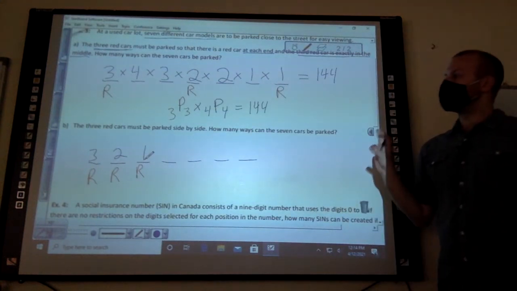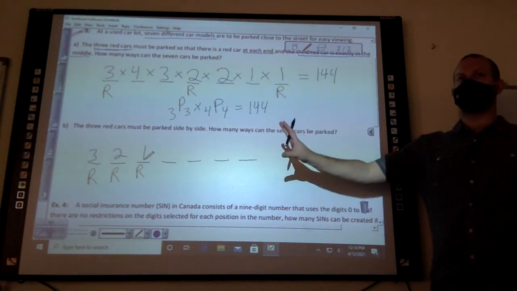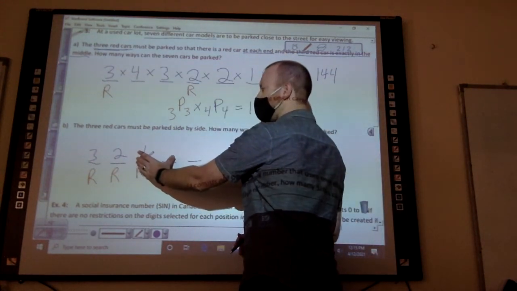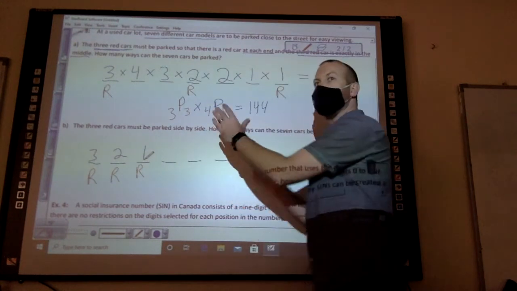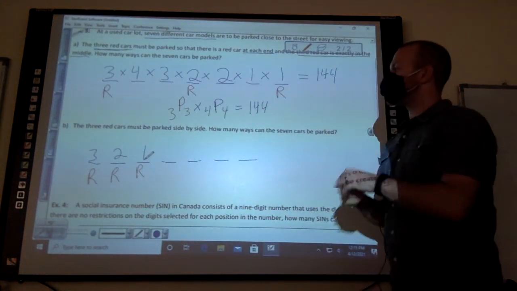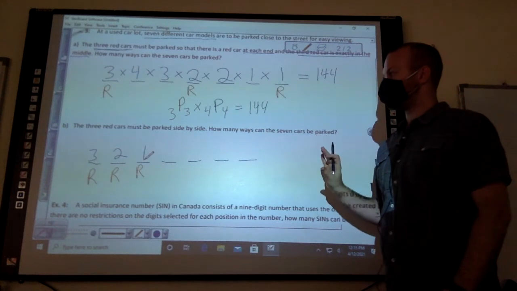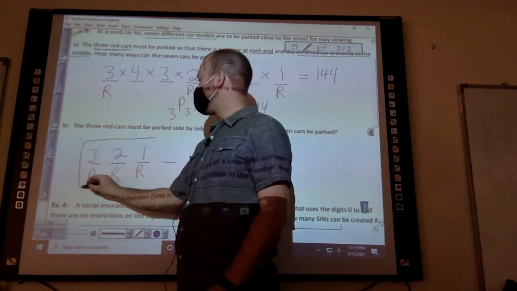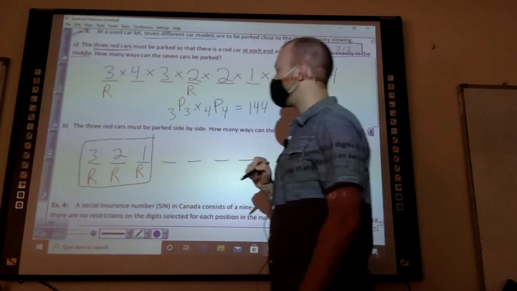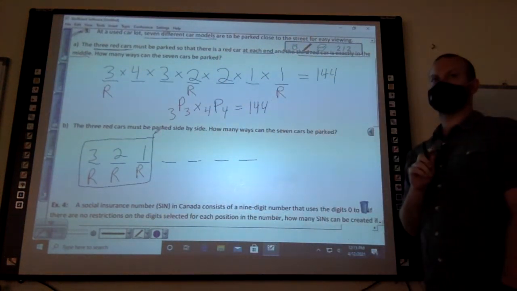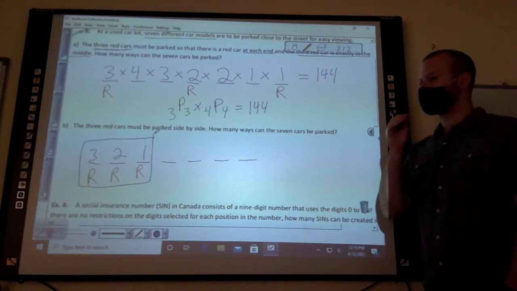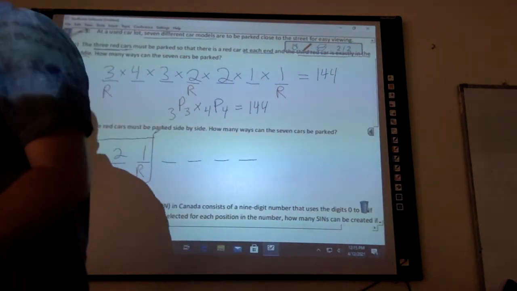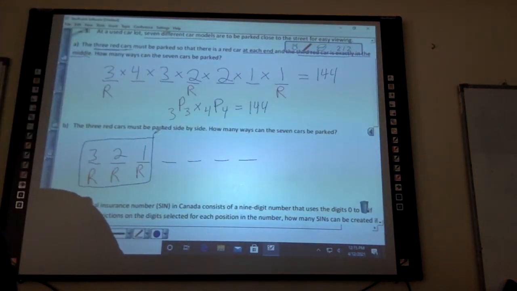But the thing is, with this, the 3 red cars don't have to be first. I could switch it so that the 3 red cars are second, or the 3 red cars are third, and I can shift them in different spots. So in order to figure out the rest of this, because they're all side by side, I can treat these 3 red cars as one single unit, and I can shift them all together.